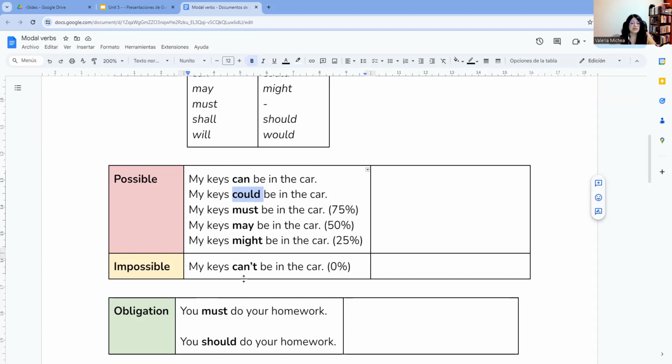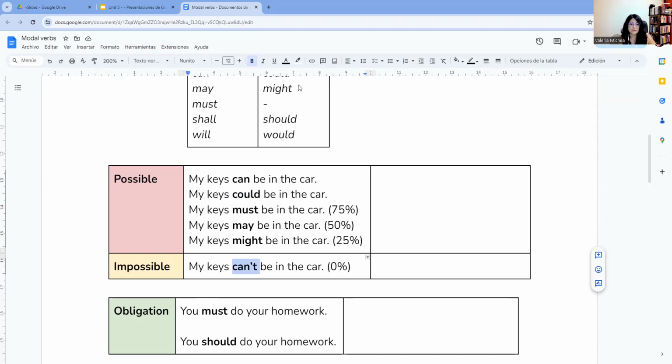Again, there are some percentages that I wrote down, but they are just approximations. When we use them, we are not sure that this is how it should be. This is not mathematics, this is language, so it always depends on the context. So when something is possible, we can use can, could, must, may, and might. When something is impossible, we have to use can't, and that's it. So use can in the negative, and it is impossible.